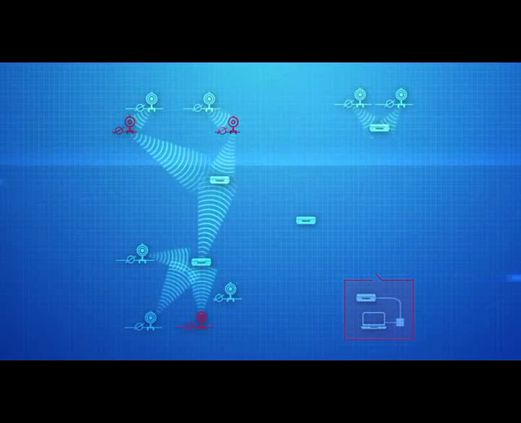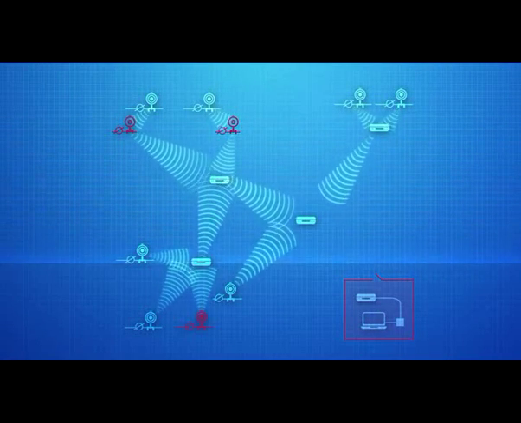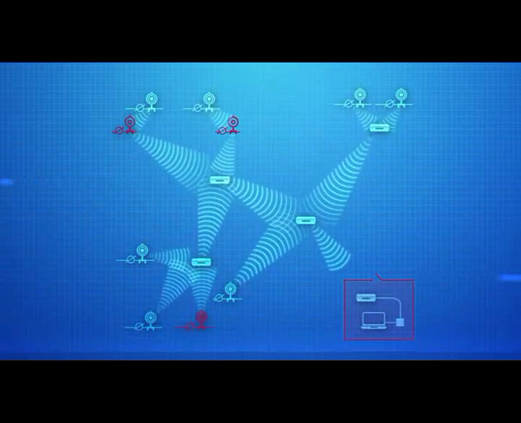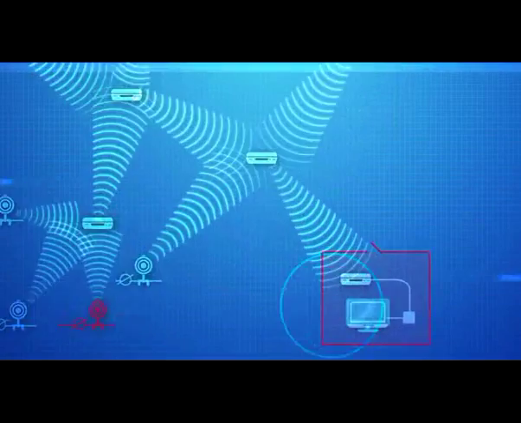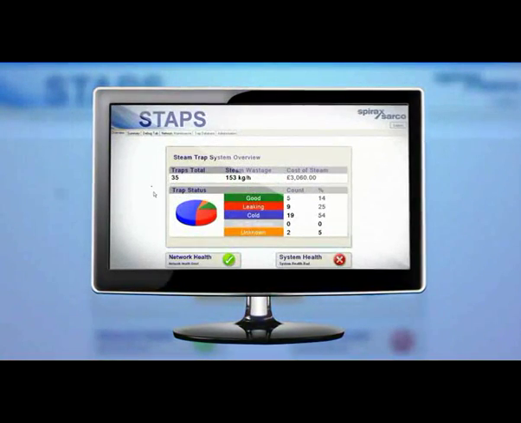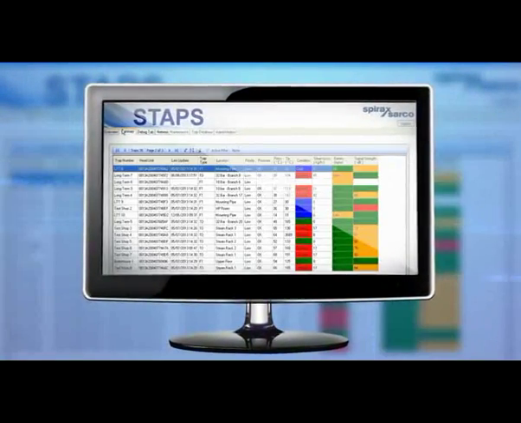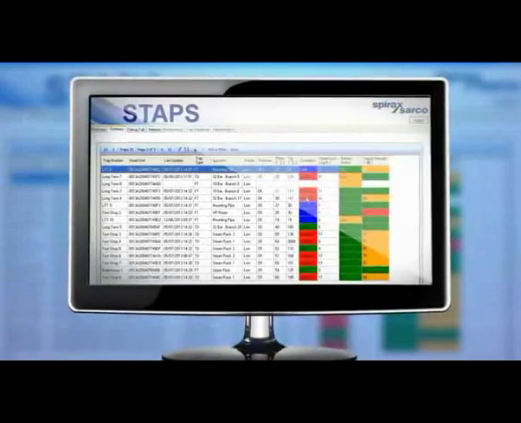Using a standard 2.4 GHz wireless protocol, your trap data is transmitted to a central hub where you can access and analyze it. Our software allows you to interrogate your trap population and make real-time decisions, helping you avoid unnecessary steam waste and the resulting cost to your business.